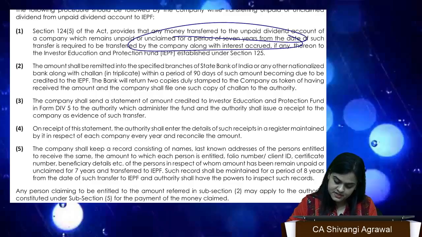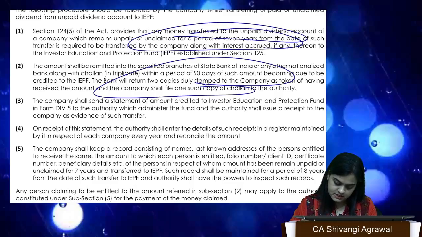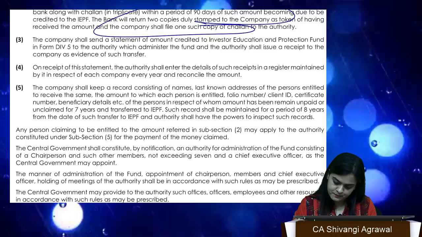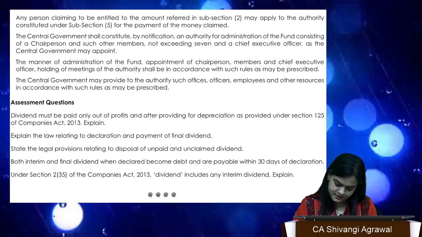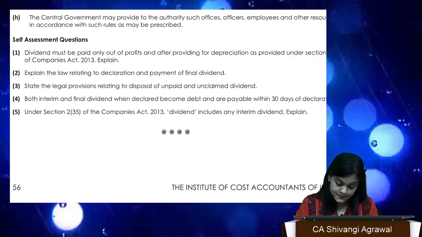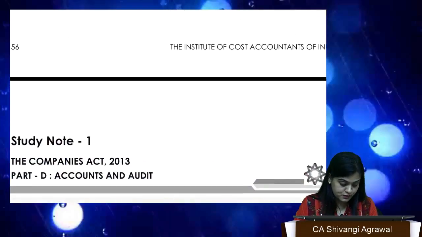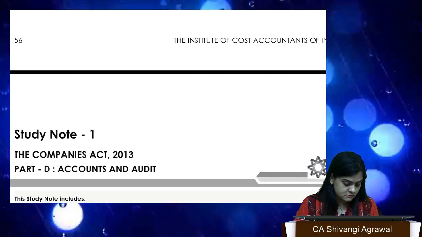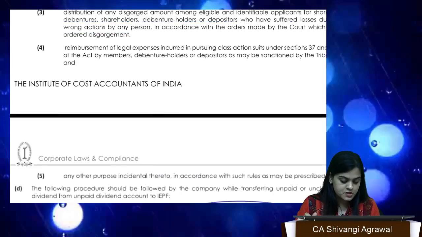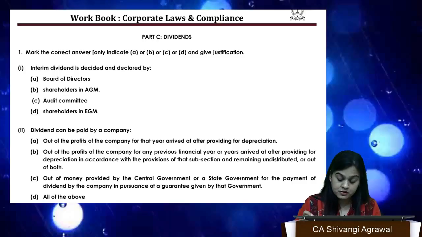If it remains unclaimed for 7 years, it is transferred. Then this also I have told you. Fine. And that's it. We come to the end of this chapter. See, the dividend once declared cannot be revoked, this also I have told you, right? So we come to the end of this particular chapter of dividend.